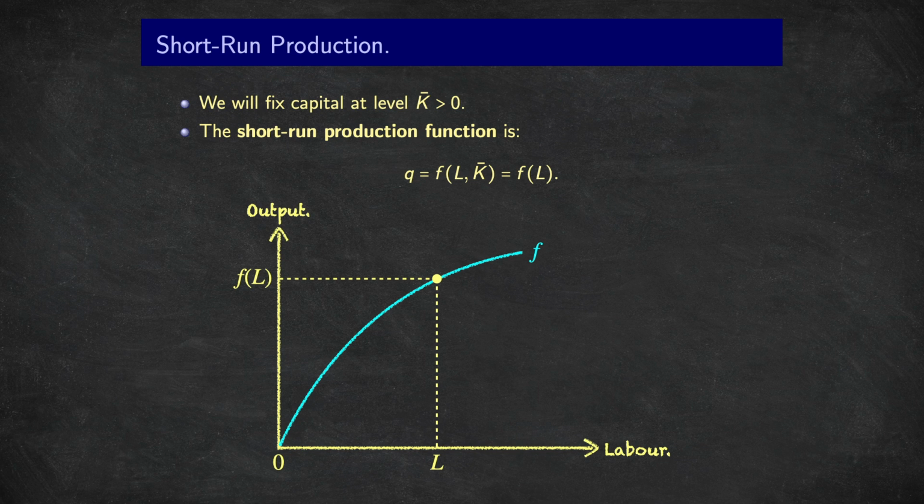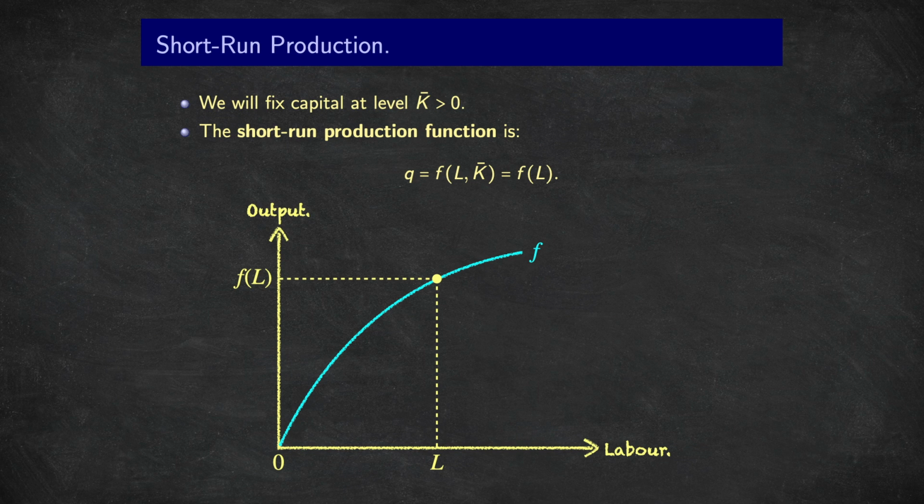As we're talking about the short-run production today, we're going to fix capital at some level, capital K bar, which is greater than 0. We could have chosen to fix labour and varied capital. It's completely arbitrary, but it seems natural to fix capital just to fit with our story about machines and premises and allow the employment of labour to be the variable in the short run.